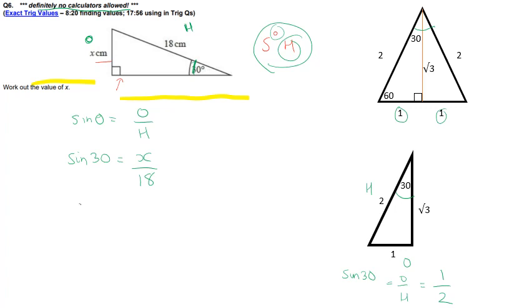Moving on from this bit here, I want to get x on its own, so I need to times by 18. Do that on both sides. So 18 sine 30 equals x. We've just worked out sine of 30 is 1/2. So therefore our x equals 9 centimetres.